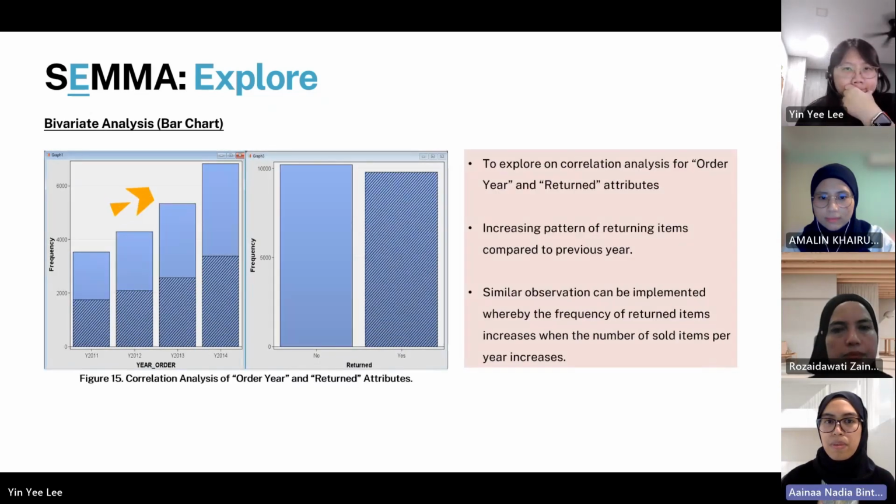Furthermore, another analysis is on the year and return attributes. Figure 15 shows the increasing pattern of returning items compared to previous year. It is quite direct for the graph itself, where similar observation can be implemented as before. Hence, we can summarize that the frequency of return items increase when the number of sold items per year increases.